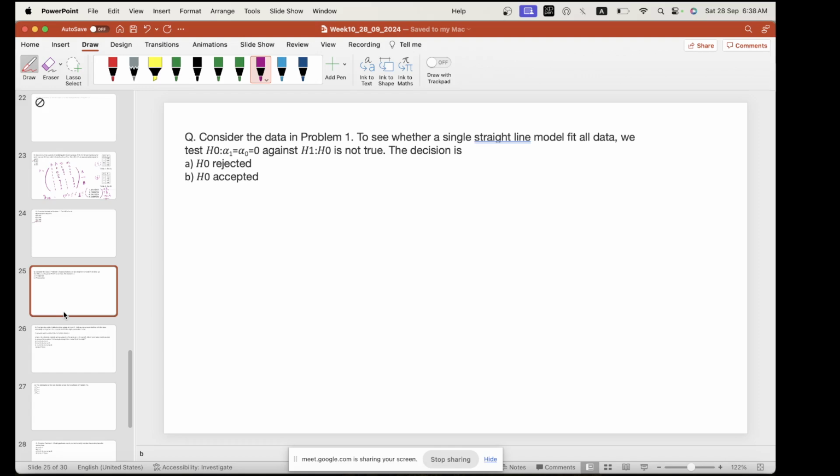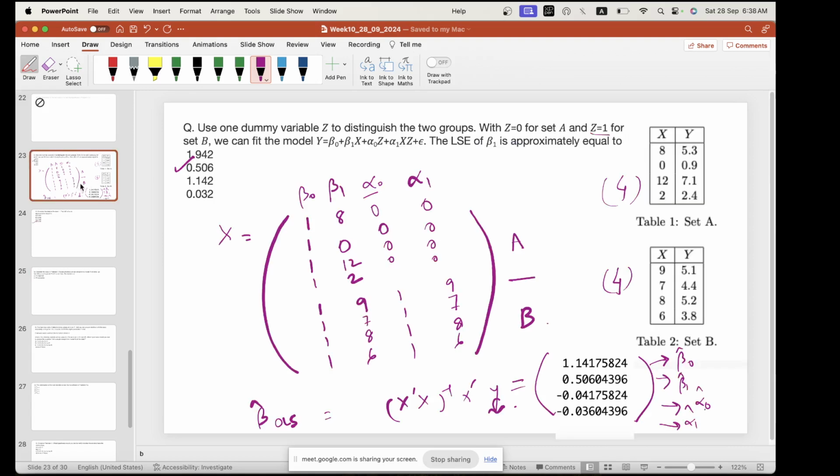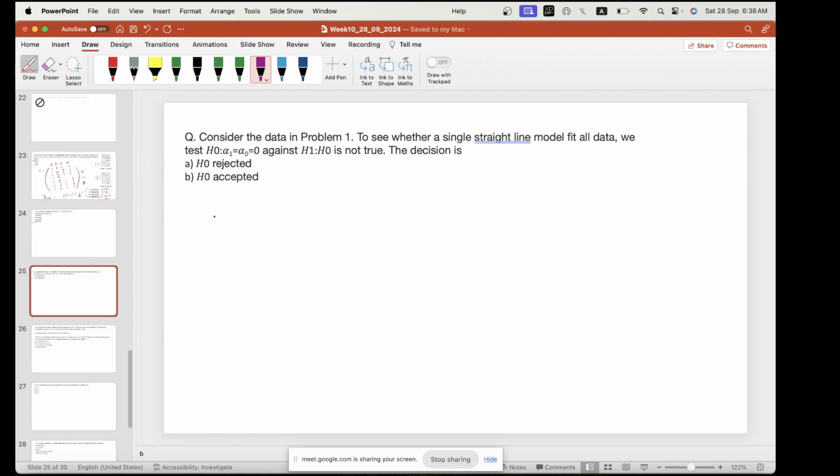The question is, we consider the data in problem 1. To see whether a single straight line model fits all data, we test alpha 1 equal to alpha naught equal to 0 against H1, H0 is not true. And what is the decision? So the model that we are trying to test is H0: alpha 1 equal to alpha naught equal to 0.